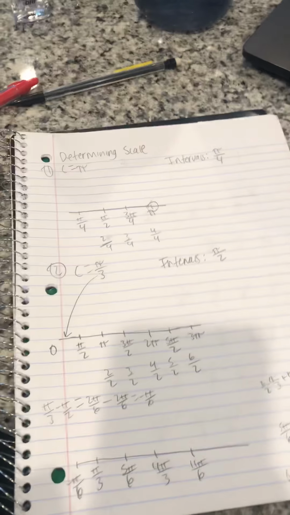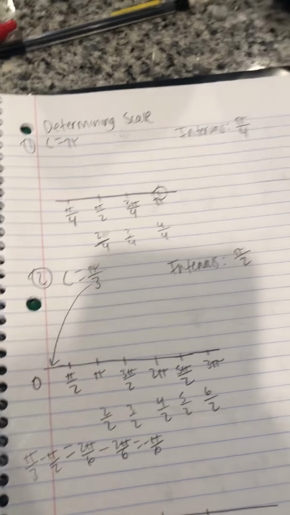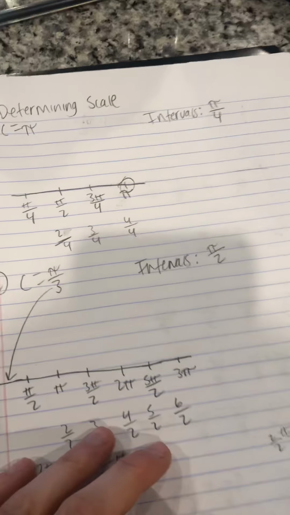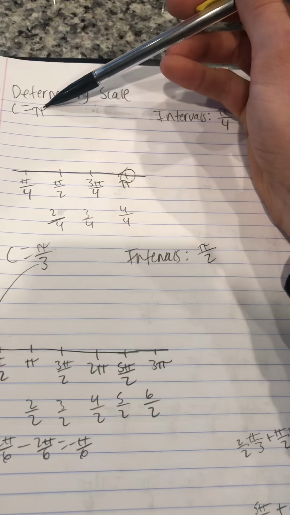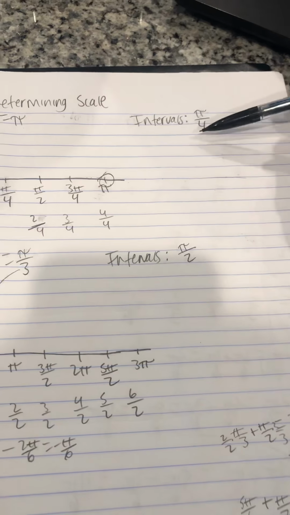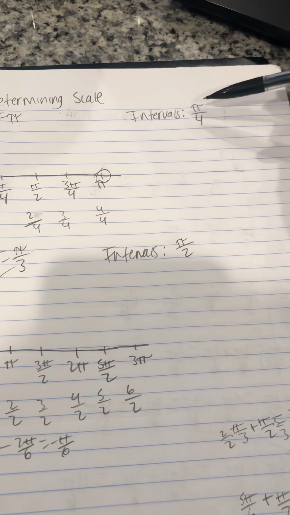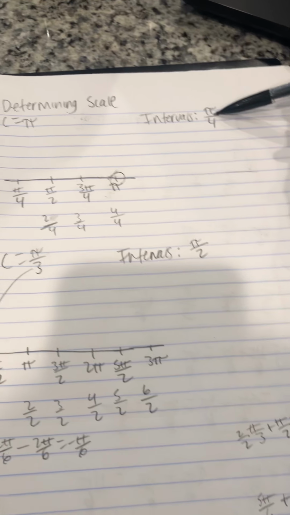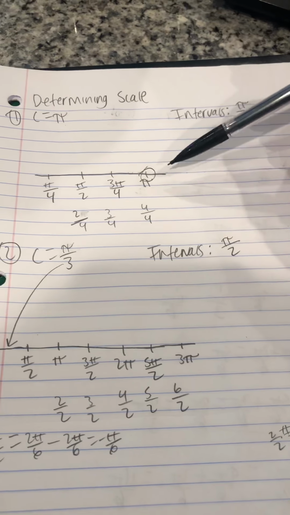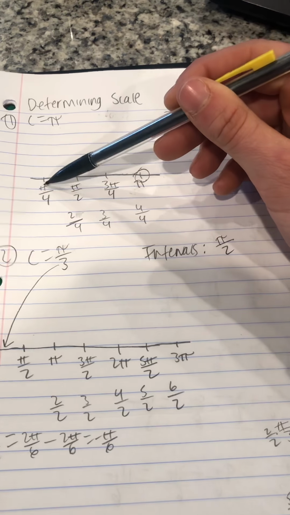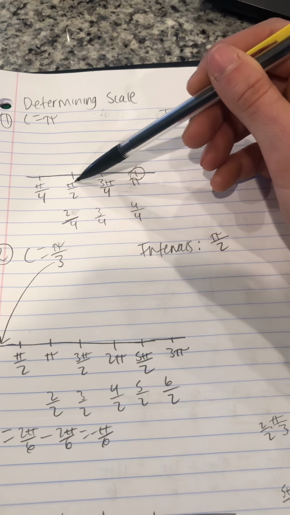Okay, so let's look at determining the scale when we are graphing trig functions. So first example, if we find that our phase shift is pi, and we found our period, and after finding our period, we broke it up to be pi over 4 intervals. So this works quite nice for us because we can start this with saying we have pi over 4.